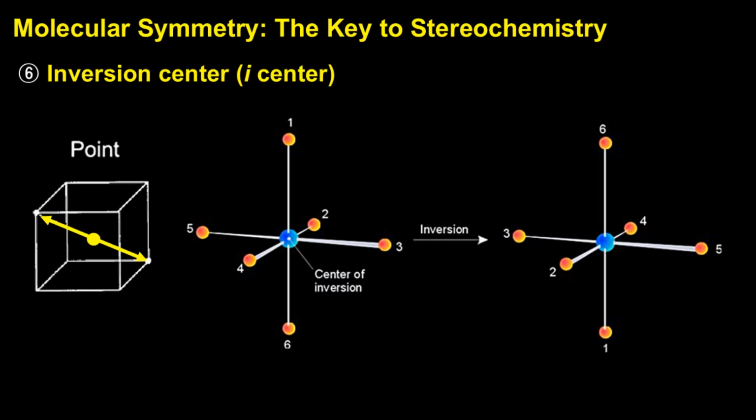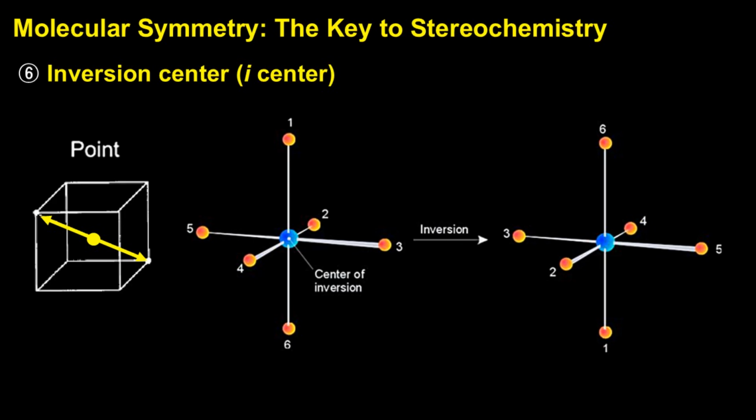A great example is an octahedral complex. In these structures, a central atom is surrounded by 6 identical ligands. When you perform an inversion operation, each ligand swaps places with the one directly opposite. Since every atom ends up at an equivalent position, the molecule itself doesn't change, proving that it has an inversion center.